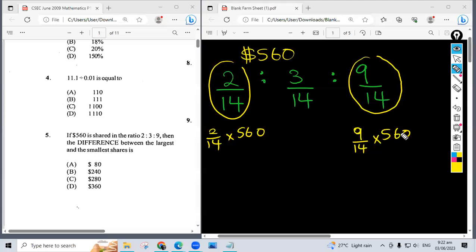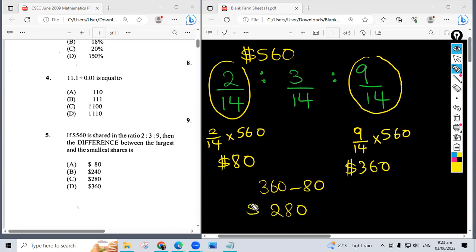I'm going to cheat a little bit here and use my calculator. I'm going to get $80 here. And for the other one, 9 divided by 14 multiplied by 560, I'm going to get 360. But they asked for the difference between the 2 answers. So now you have to, well, difference obviously means minus. I'm getting $280.